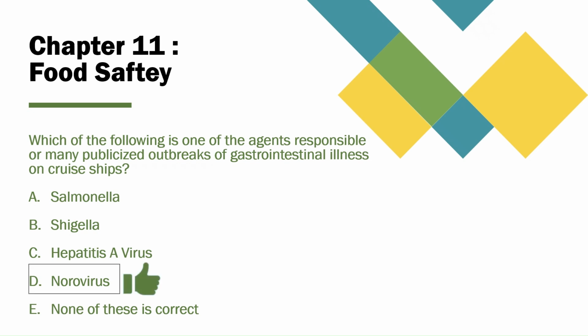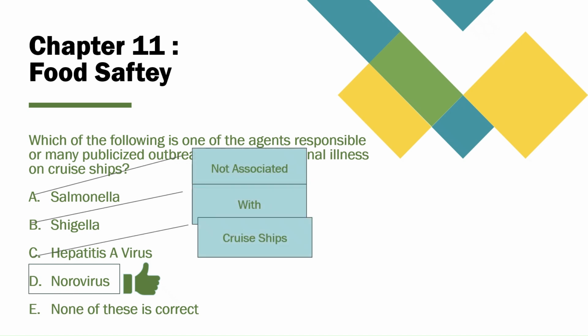Norovirus is the most common cause of gastrointestinal illness outbreaks on cruise ships and is known for spreading rapidly in close contact environments through contaminated food, surfaces, or person-to-person contact. Salmonella and Shigella cause foodborne illness, but are less frequently associated with cruise ships. Hepatitis A can also be transmitted through contaminated food and water, but it is less involved in acute, large-scale cruise ship outbreaks when compared to norovirus, which is highly contagious and fast-acting. This information can be found on pages 288 through 289 of the textbook.